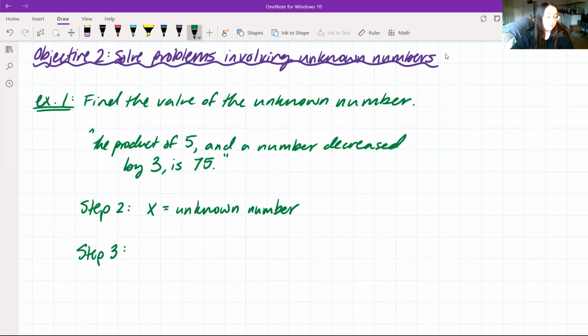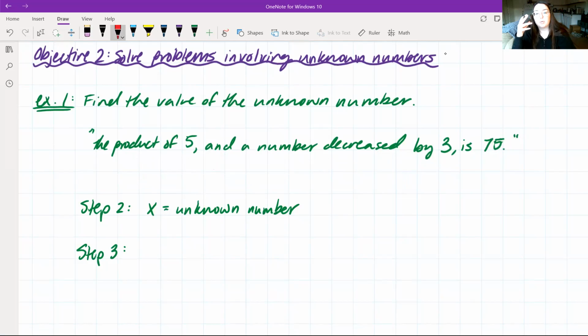So now for step 3, we want to write our equation. So our statement here, which we're just going to turn into one line so we can kind of mark it up a little bit. So our statement here, the product of 5 and this number decreased by 3. So let's start with this number decreased by 3. So a number decreased by 3, this is going to be x minus 3. This is our expression x minus 3.